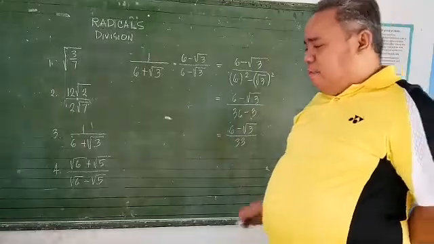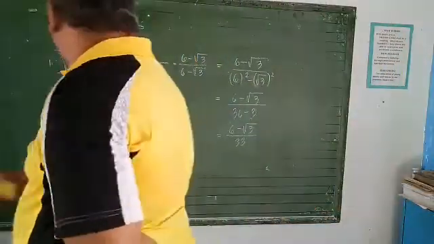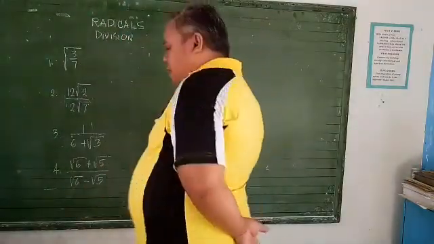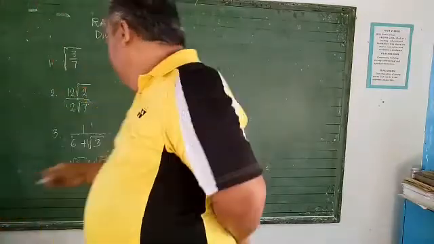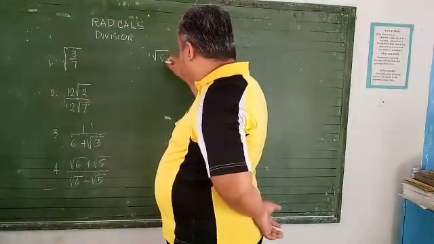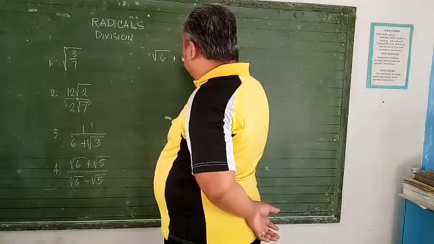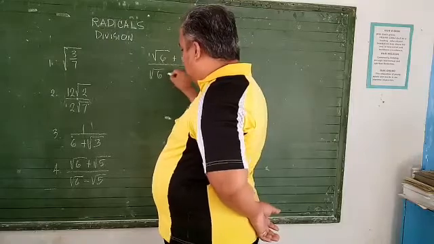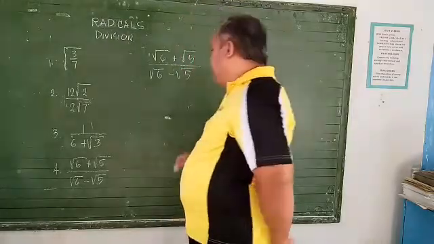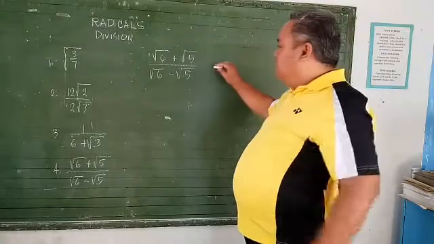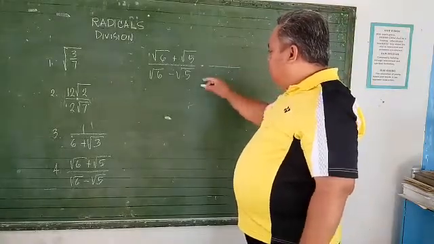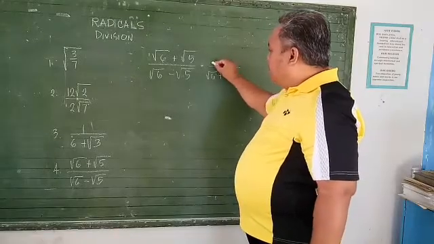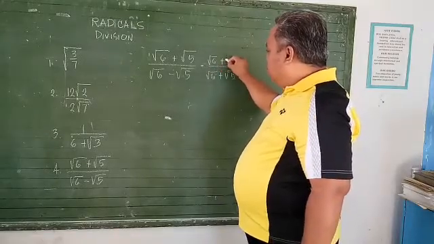Now let's go to number 4. Raise muna natin, nagsulat tayo sulatan. So for number 4, we have square root of 6 plus square root of 5 over square root of 6 minus square root of 5. Okay, again, you're going to use the conjugates, which is, the conjugate of this is square root of 6 plus square root of 5. And at the upper part, same again, square root of 6 plus square root of 5.